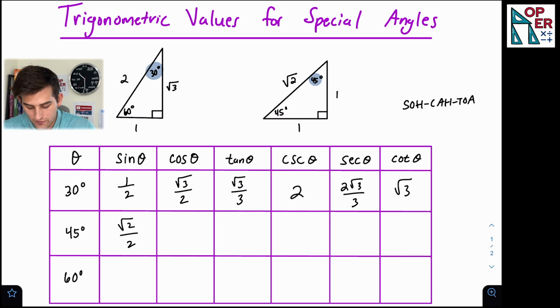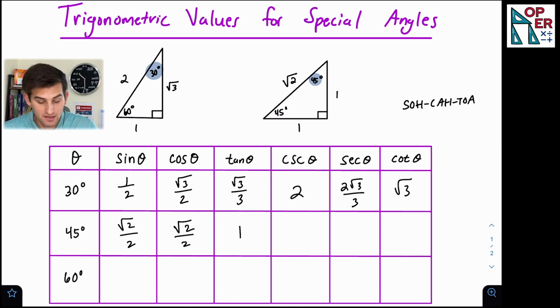All right, cosine of 45, we have adjacent over hypotenuse. So once again, we are going to end up with 1 over the square root of 2. So we're going to end up with the same thing for sine. So cosine of 45 is the same as sine of 45. We have root 2 over 2. Now tangent is opposite over adjacent. So that's just going to be 1 over 1. So the tangent of 45 is just 1.